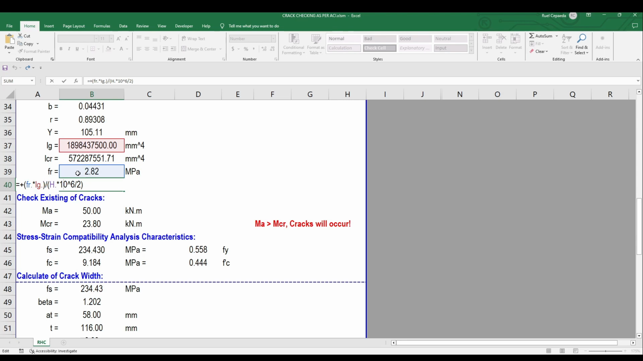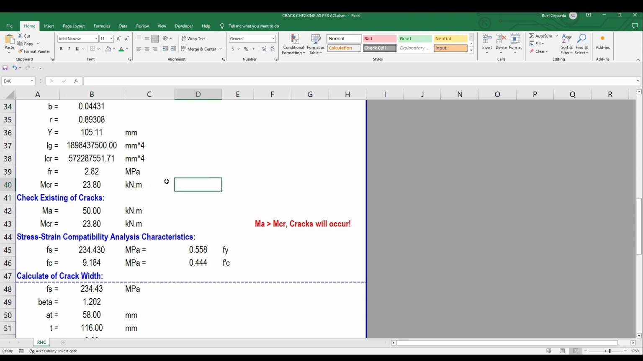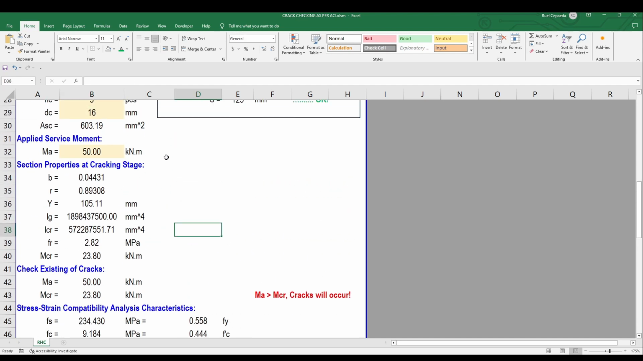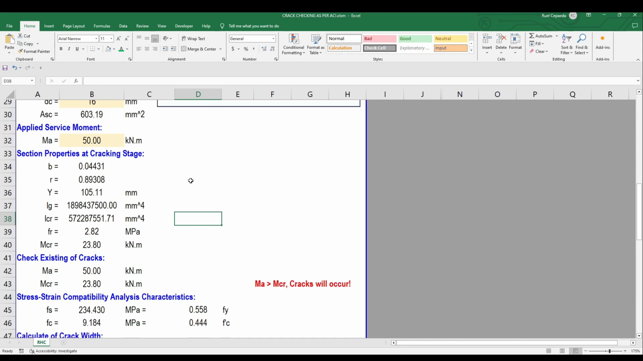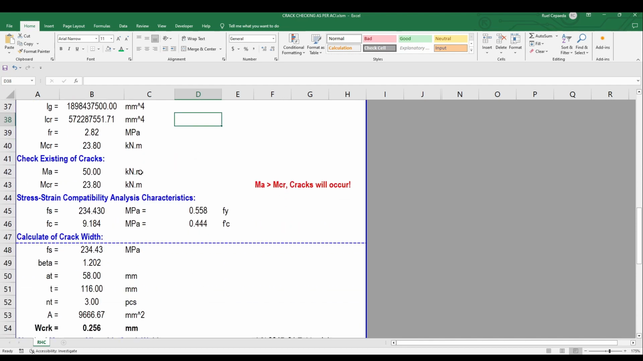Then we need to multiply by 10 raised to 6 or 1 million kasi we need to convert it para yung units niya is consistent. Okay? Then, pagkatapos natin makuha yung section properties at cracking stage, we need to check the cracks if nag-exist or will occur or will not occur. So, simply, compare lang natin yung service moment sa cracking moment.